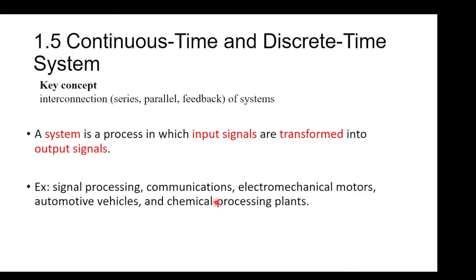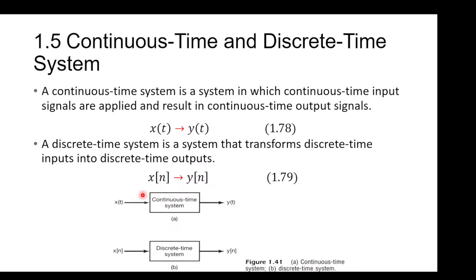Mathematically, for systems we have this funny notation. We describe the system with input and output. So we have some input signal x of t, and the system is just this red arrow here, this small arrow here.